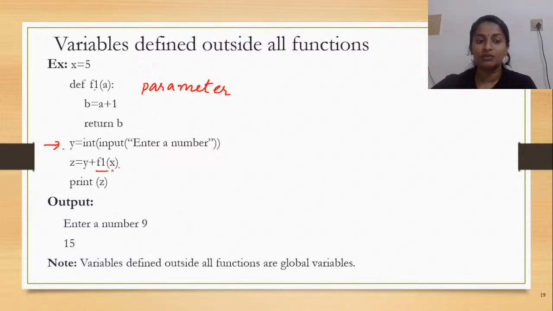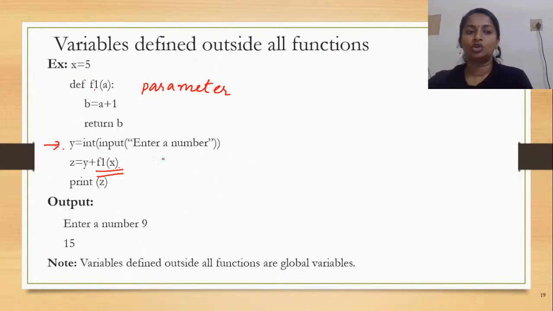Now what is f1 of x? f1 of x is a function call, right? What would happen when there is a function call? The control gets transferred to the point where the function is defined. Now what does the function do? It would substitute a with the value of x and then the computation would be done, and the value would be returned in place of f1 of x. This value and y's value would be summed up and stored in z, which you would be printing. This is what your program is telling.